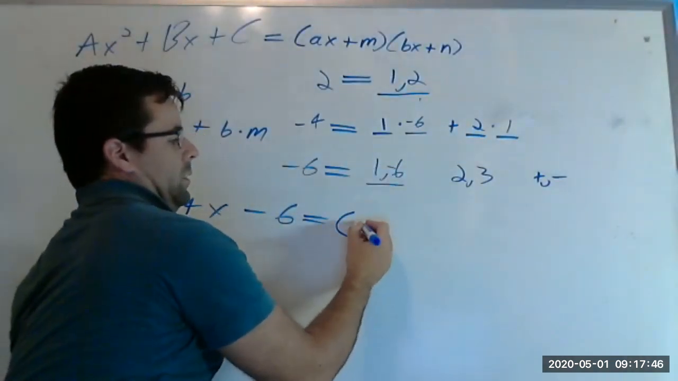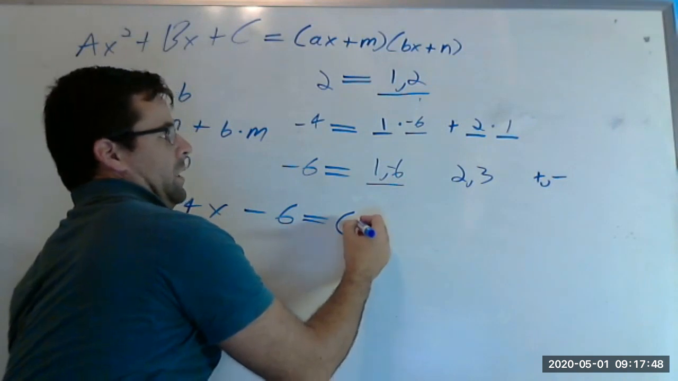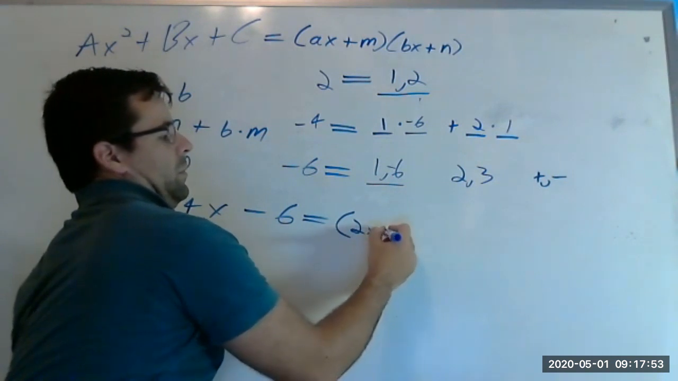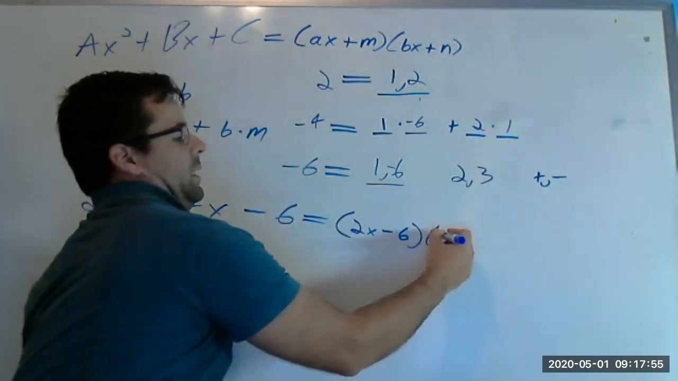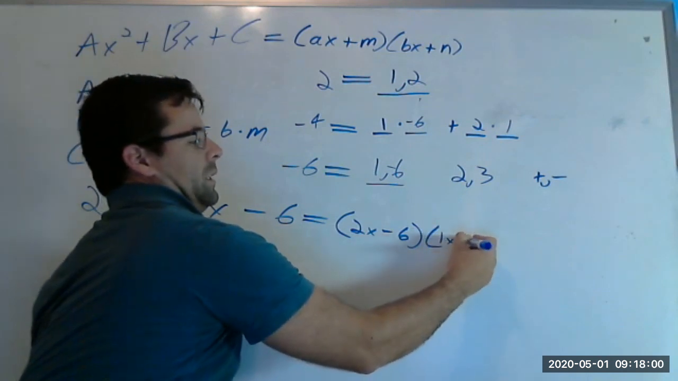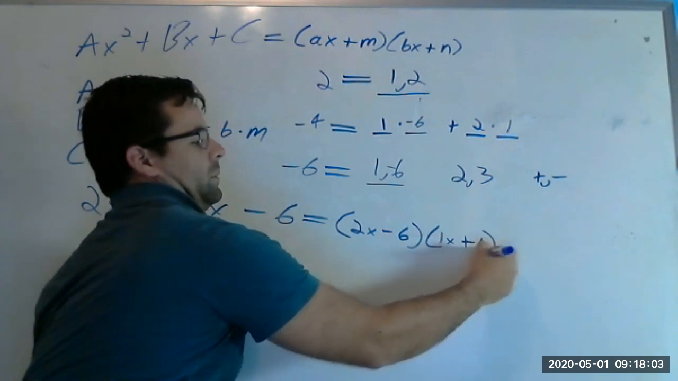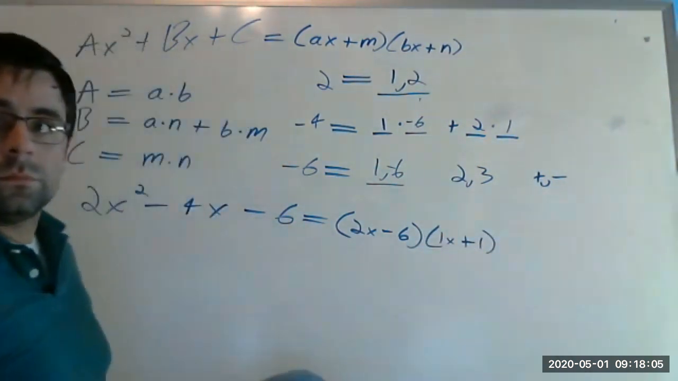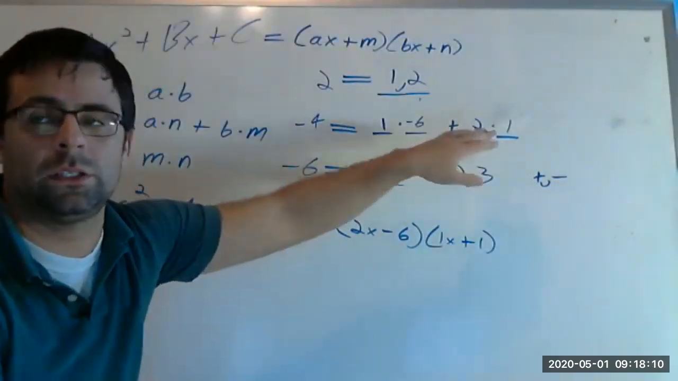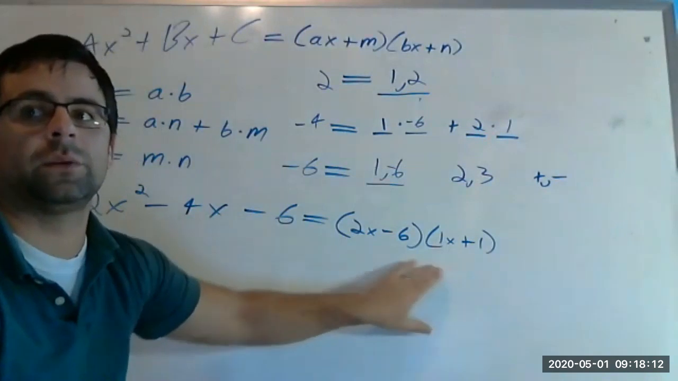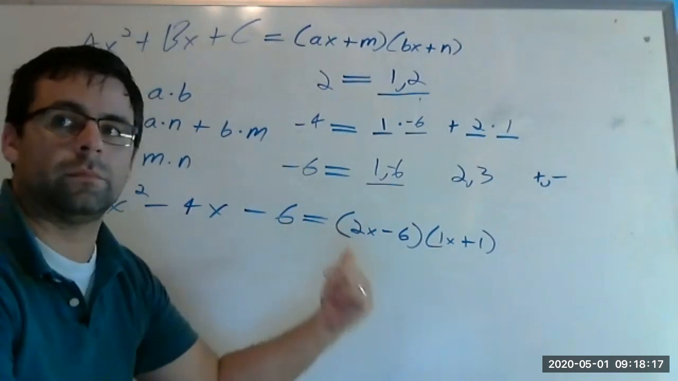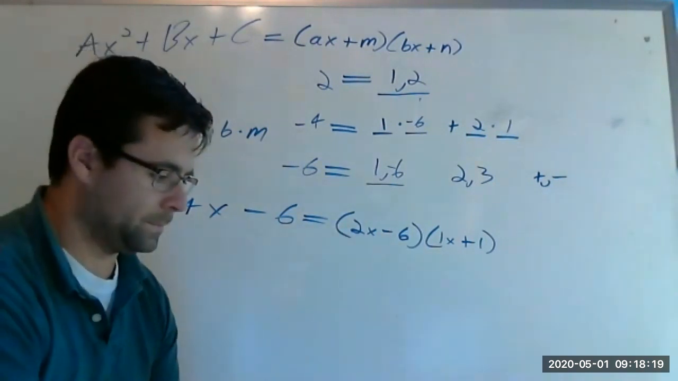And when we factor it, we have 2x minus 6. And you don't have to put the 1, but I will. 1x plus 1. Okay. So you take the numbers that are up here and you put them in down here. And that is factored.